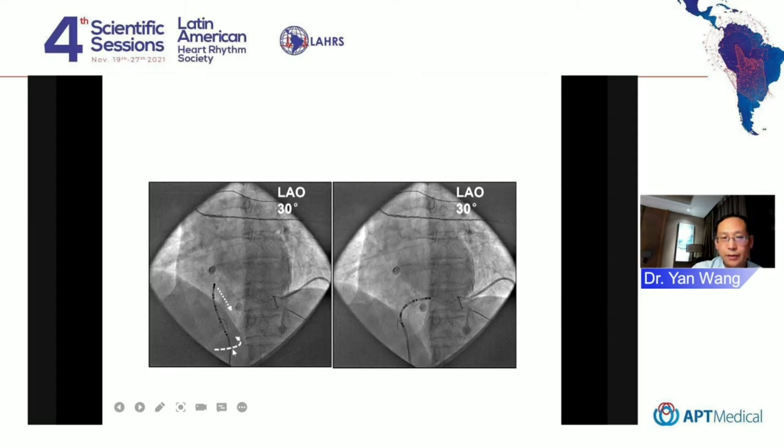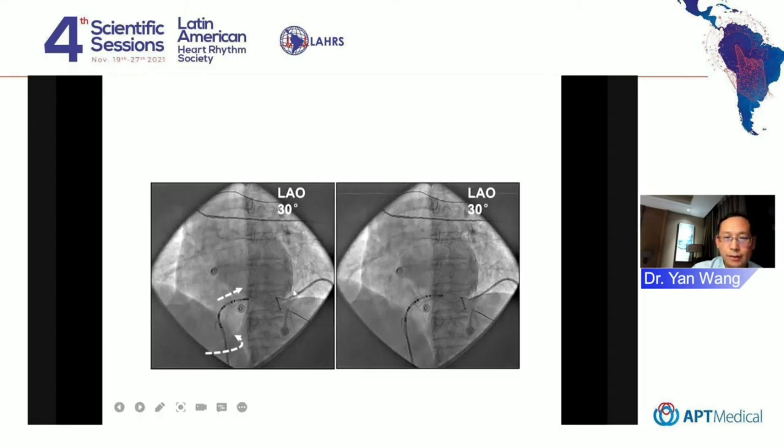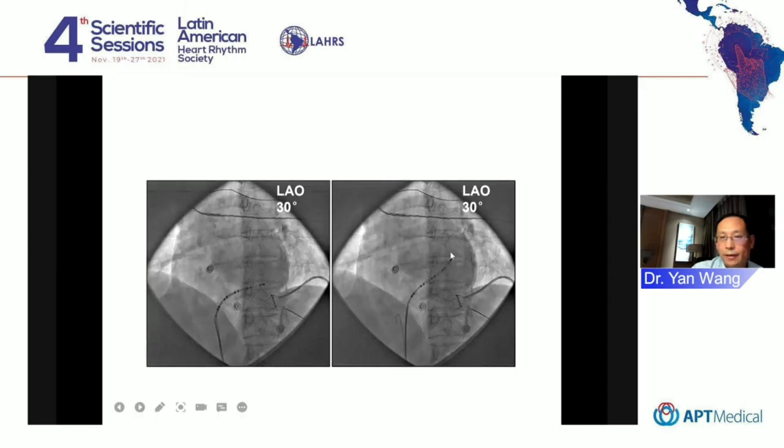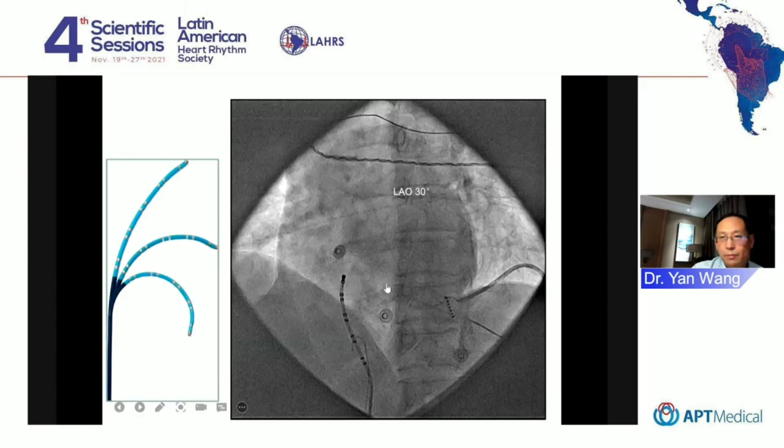Then the second step is to rotate clockwise and find, in the left anterior oblique view, the tip of the catheter, find the orifice, and then we relax the catheter and advance just like this. You can see it rotate, and this catheter moves, but it cannot work now.